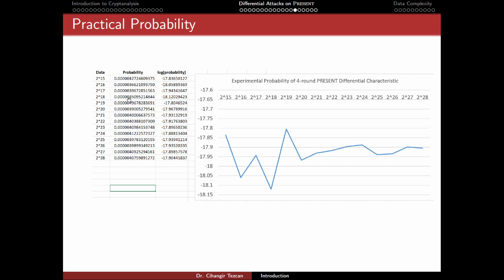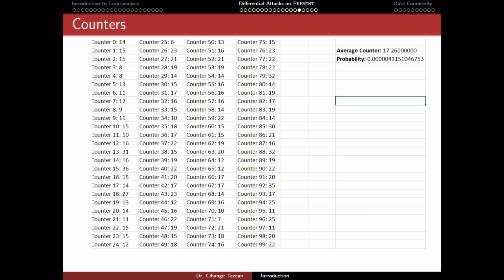This actually tells what n should be. Since most of you chose n equals 2 to the 22, I performed the experiment with this much data and obtained counters for 100 keys, as you can see here. Why are we doing this? Since the theoretical probability is 2 to the minus 18, and if you are using 2 to the 22 data, your expected value is 2 to the 4, which is 16. So the expected value is 16, and as you can see, these numbers are oscillating close to 16.